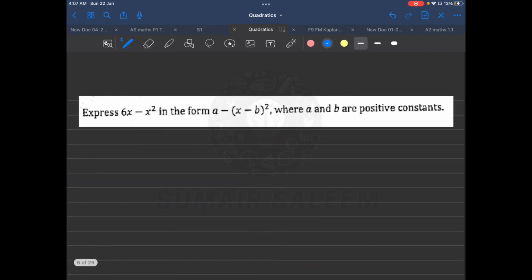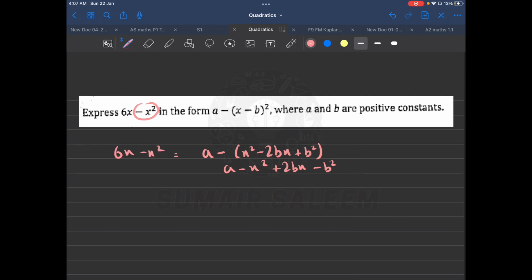Let's practice one more example. So this is the question given to us. Let's expand. A minus x square minus 2bx plus b square, right? Now it's going to become a minus x square plus 2bx minus b square. Here, is it minus x square? Yes. And here also it's minus x square.